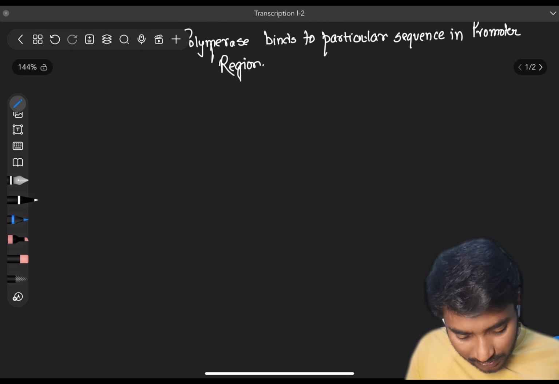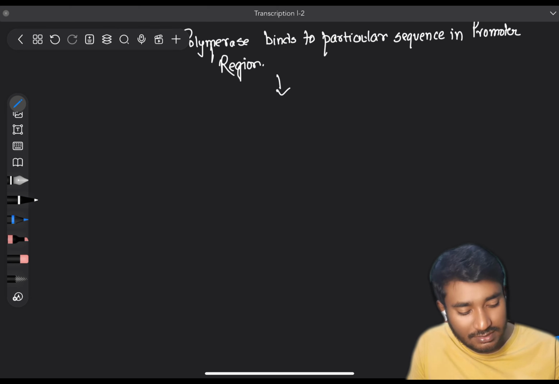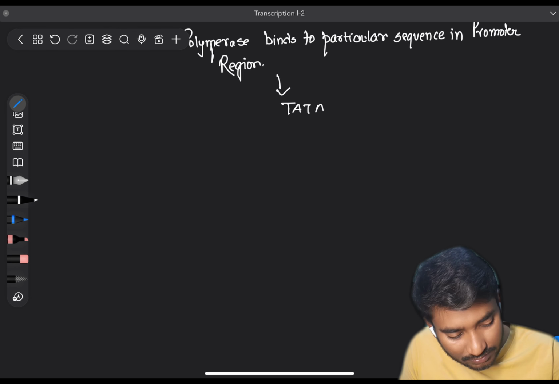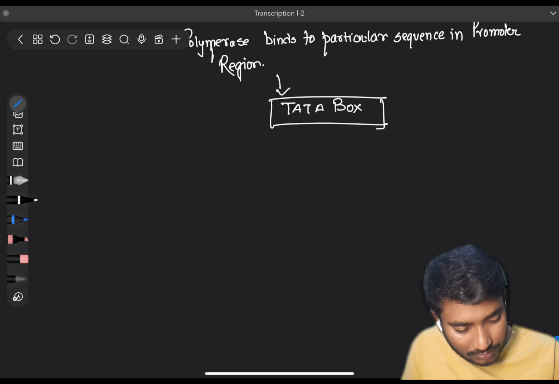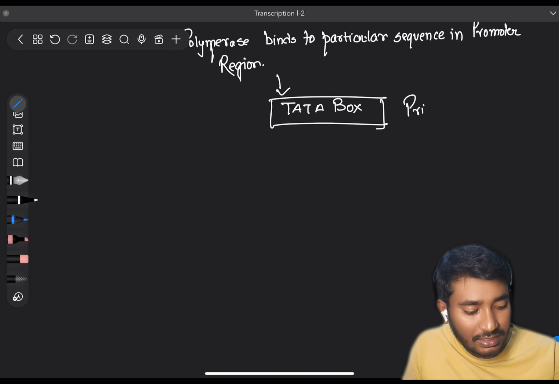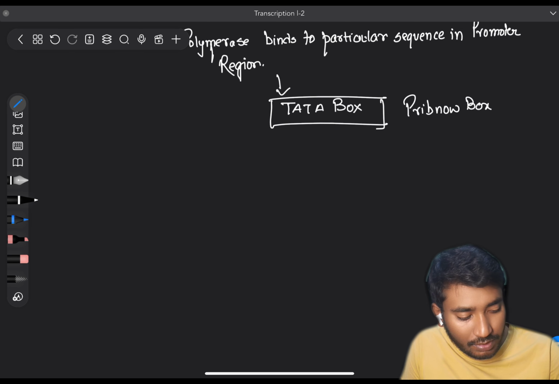Now, what happens? It is known as the TATA box. Another name of the TATA box is Pribnow box.